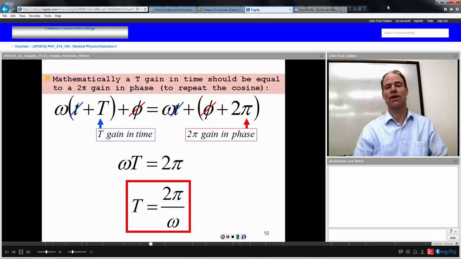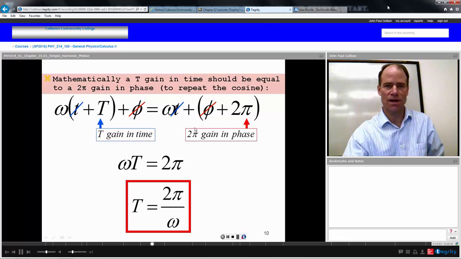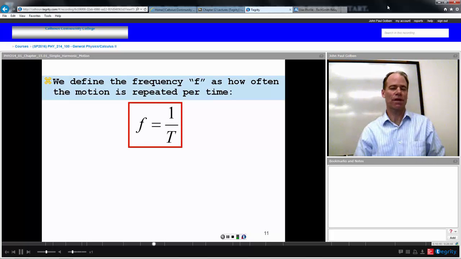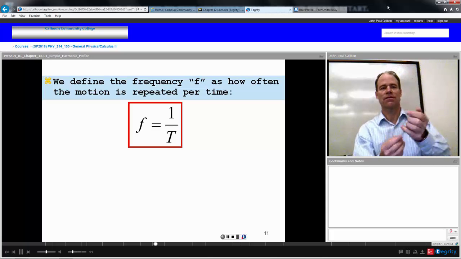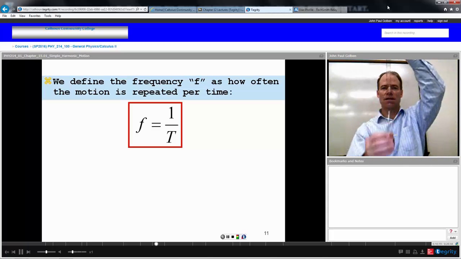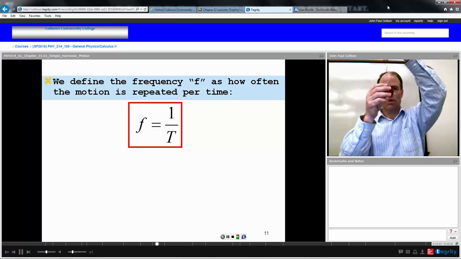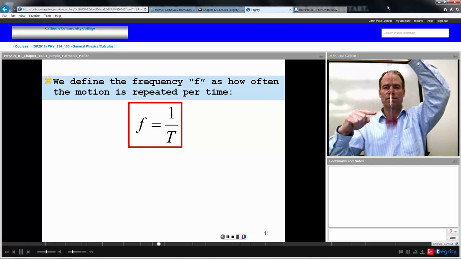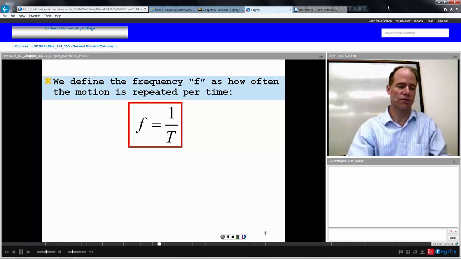Very good. So if I knew what omega was, I would know what the period of repetition is for my oscillation. And we define what we call the frequency as being 1 over the period. The frequency being how many times per second that this oscillation repeats itself. So the period is the time it takes to repeat itself from one position back to that same position. And the frequency is how many times per second this oscillation repeats itself. So it's 1 over the period.